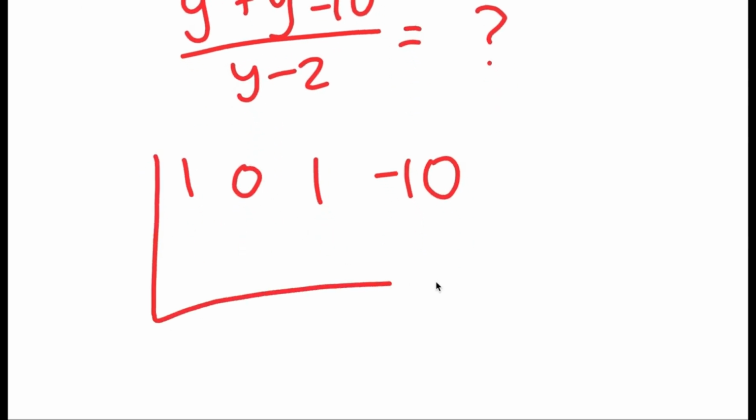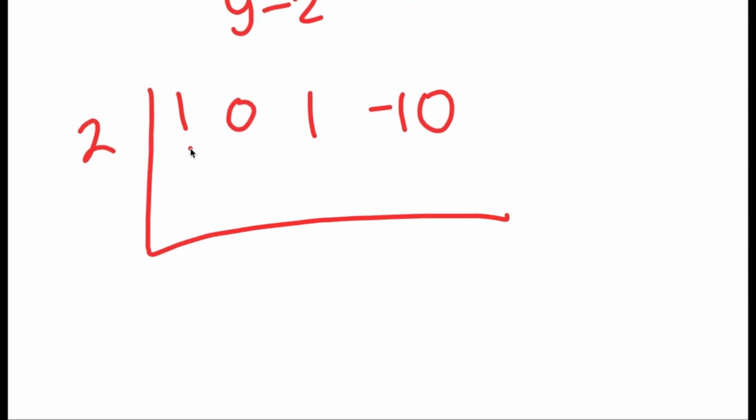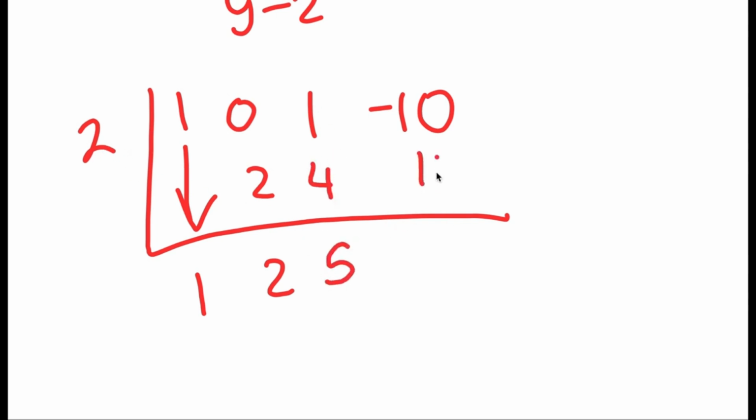And this is all with 2. And if you guys are still confused by this, you should look up a video on synthetic division. So I'm going to first start by moving down my 1. 2 times 1 is 2. 0 plus 2 is 2. 2 times 2 is 4. 1 plus 4 is 5. And 2 times 5 is 10. Negative 10 plus 10 is 0, so I have a remainder of 0.